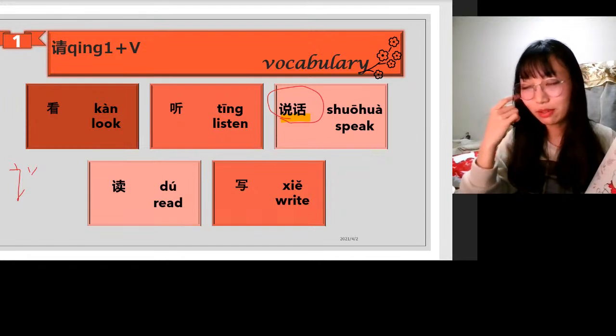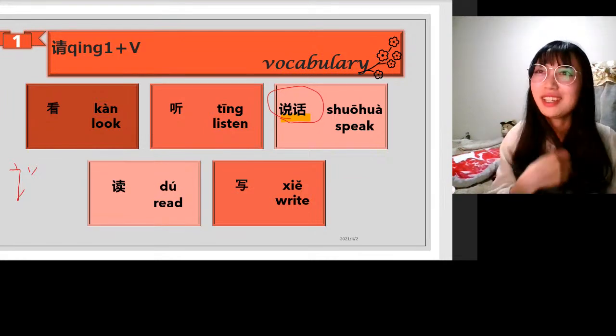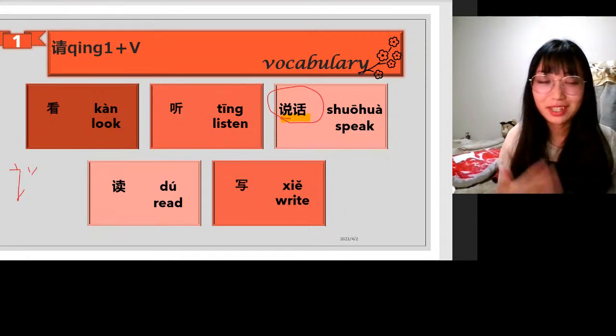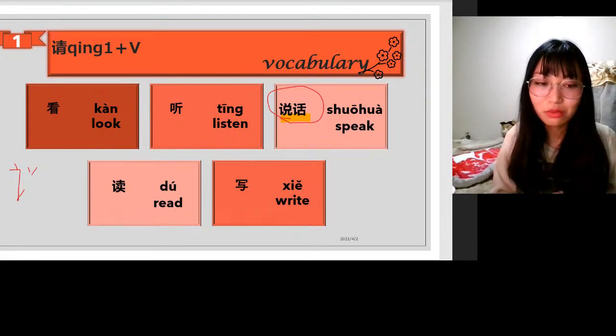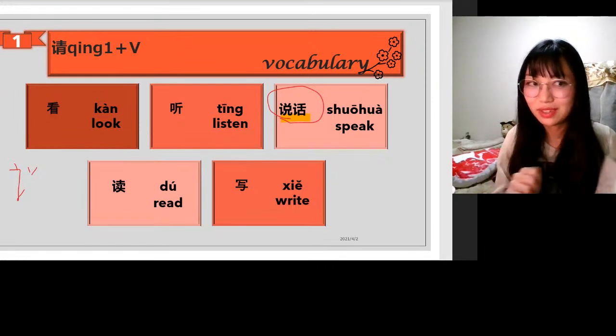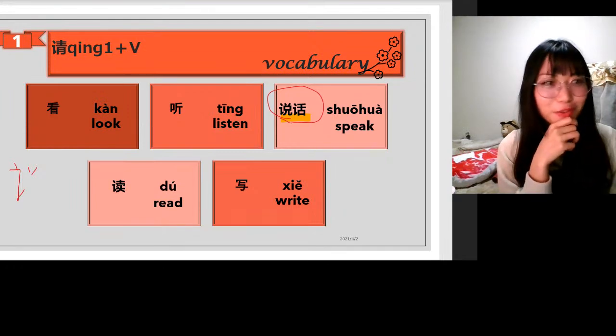So 请 means please, but we don't really use please between friends or your family. I never use 请 in my family. I know you have to speak politely to your family, but I don't really use 请. It doesn't mean I'm very rude. It means that in China, when we talk with someone we are very close, we don't really use 请. Maybe it's a little bit different. I mean, even American. I have many foreign friends.